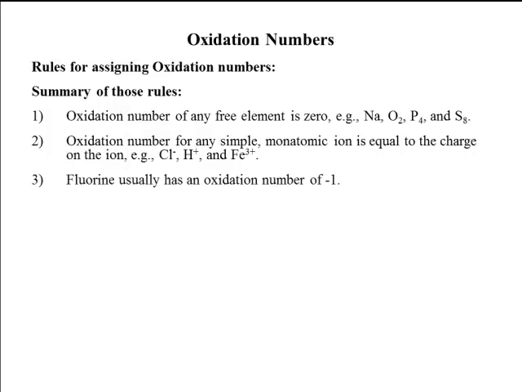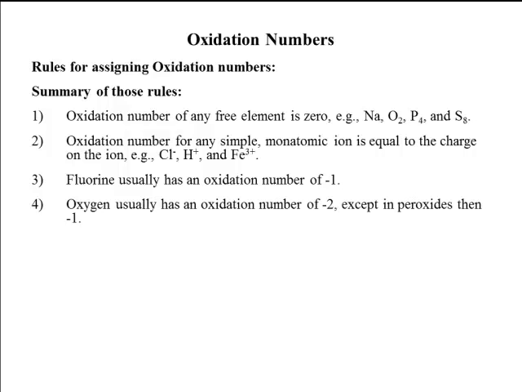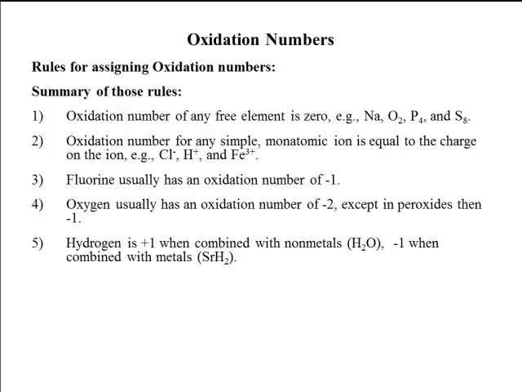Now, fluorine usually has an oxidation number of -1. Oxygen usually has an oxidation number of -2. Sometimes, however, when we have peroxides, it can have a -1, but most often oxygen is going to be a -2. With hydrogen, if we combine hydrogen with a nonmetal, like when it's combined with oxygen to form H2O, hydrogen's oxidation number is going to be a +1.